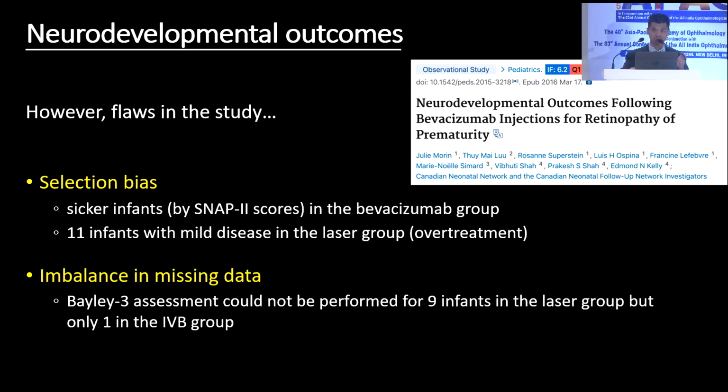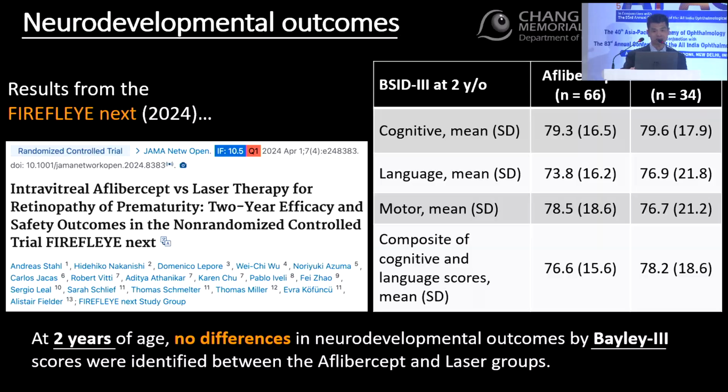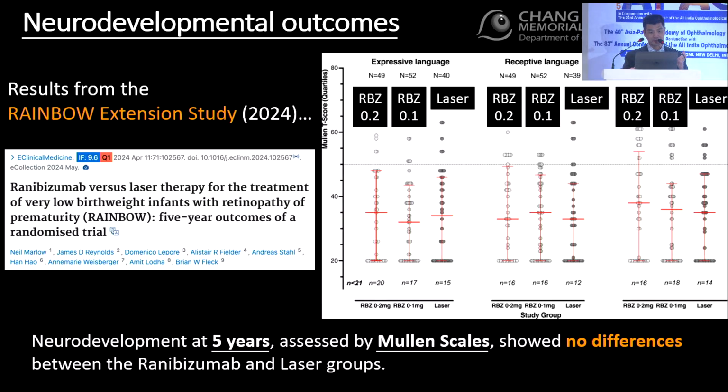And for those babies, it's very likely they could have certain forms of neurodevelopmental issues. Also, the loss to follow-up percentage was 28%. That could significantly skew the final outcomes. So recently, there are clinical trial data showing up, like FIREFLEYE next, as well as the RAINBOW extension study.